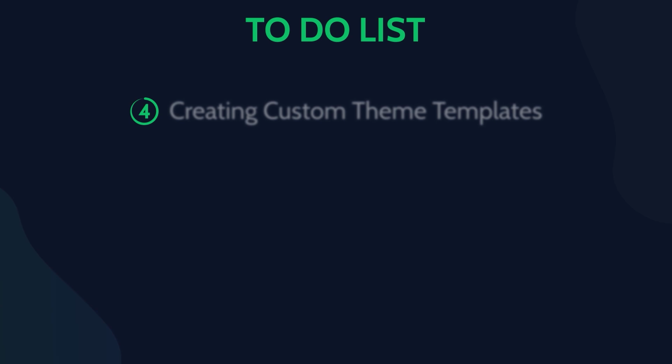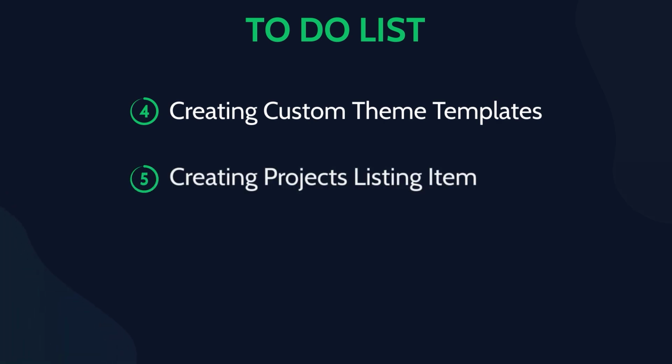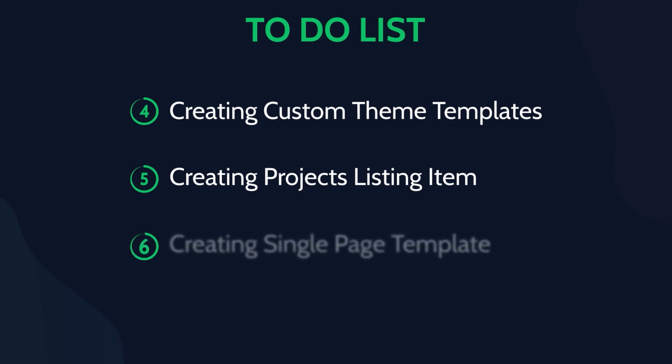After they're completed, we will proceed with a couple of other things like creating custom theme templates for header and footer, creating a listing item for projects CPT to display it in a listing grid on the front page, and building a single page template for the project's CPT to show detailed information about each charity project on the front end. After finishing with these basic things, we can proceed to more complex, advanced, but very interesting part.